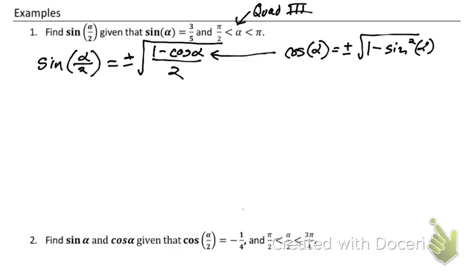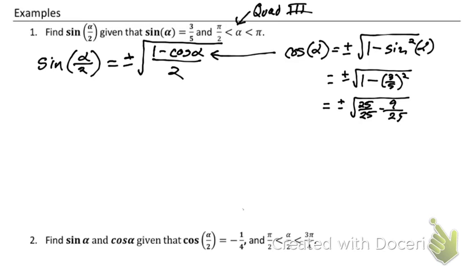Because we know sine alpha is 3 over 5, we're just going to plug that in. We'll have plus or minus the square root of 1 minus 3 over 5 squared. Working our way down, we'll have plus or minus the square root. I'm going to change that 1 to 25 over 25 minus 9 over 25. And that's going to equal plus or minus the square root of 25 minus 9 is 16 over 25. So we will know that cosine alpha equals, well, that's 4 over 5.